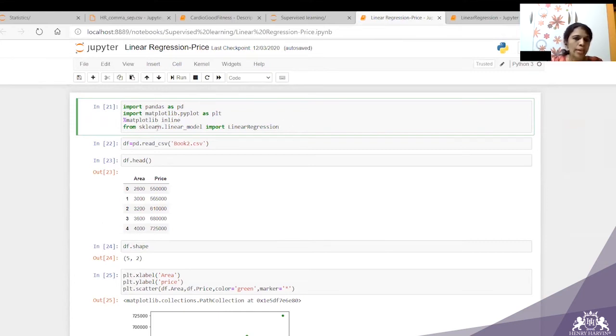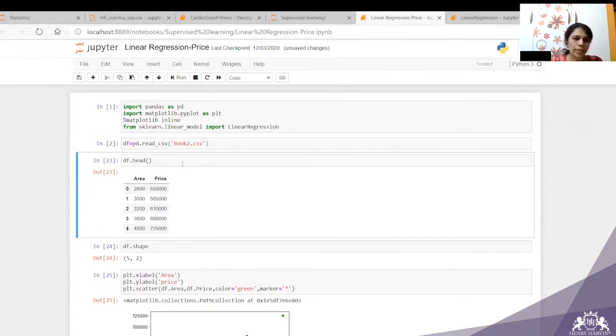And I have written another one, which may be new to you: sklearn dot linear underscore model import LinearRegression. So whatever model we execute, this is how we have to import it. Then what is the next step? We have to read the file. That is actually book 2, so that's why I have taken that.